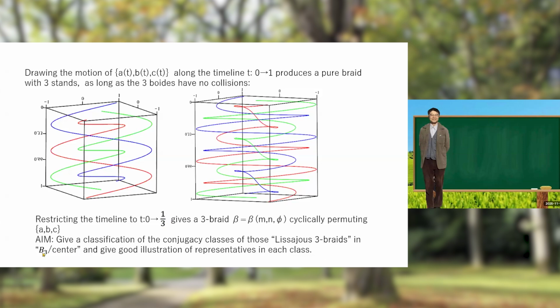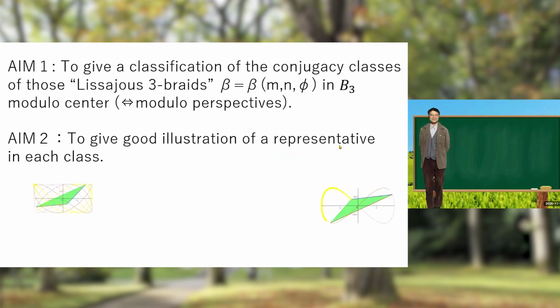We consider not the Artin braid group itself, but something simpler. For simplicity, we consider the braid group modulo center, and we can give a good illustration of representatives in each class.